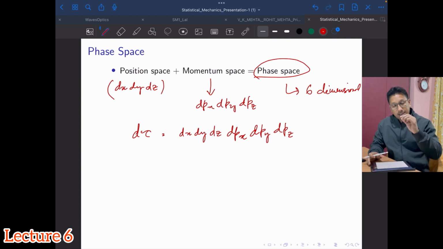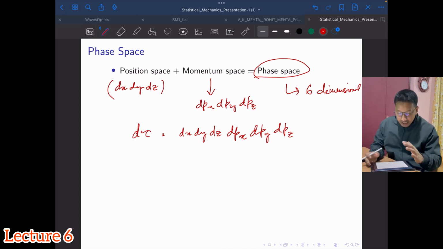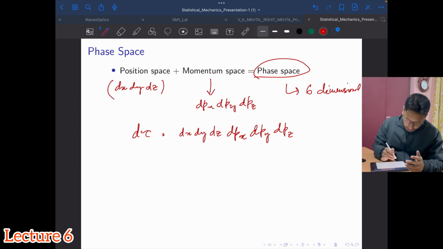Now, this is a 6-dimensional space. It's very hard to represent, even to imagine, a 6-dimensional space where each of the axes is mutually perpendicular. Three of them are position axes, the coordinate axes, and three of them are momentum axes, and all of them are mutually perpendicular. So what I can do is have a representative coordinate axis to represent momentum and the coordinates, which I will talk about in a few minutes. Whereas let me continue: what is this phase space?